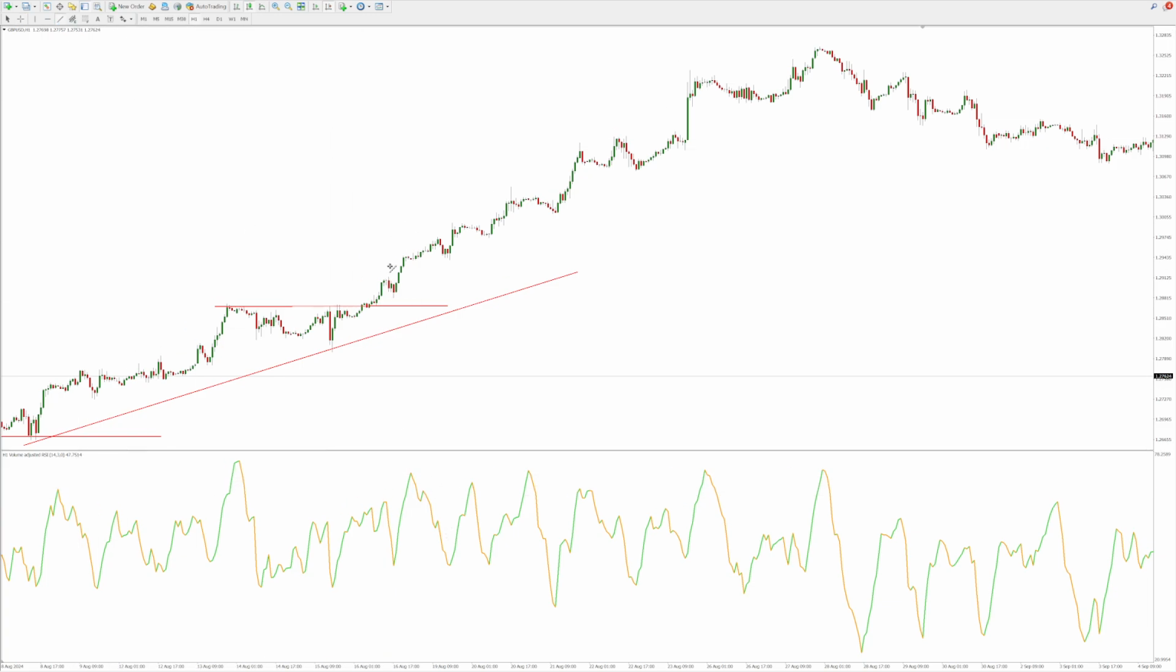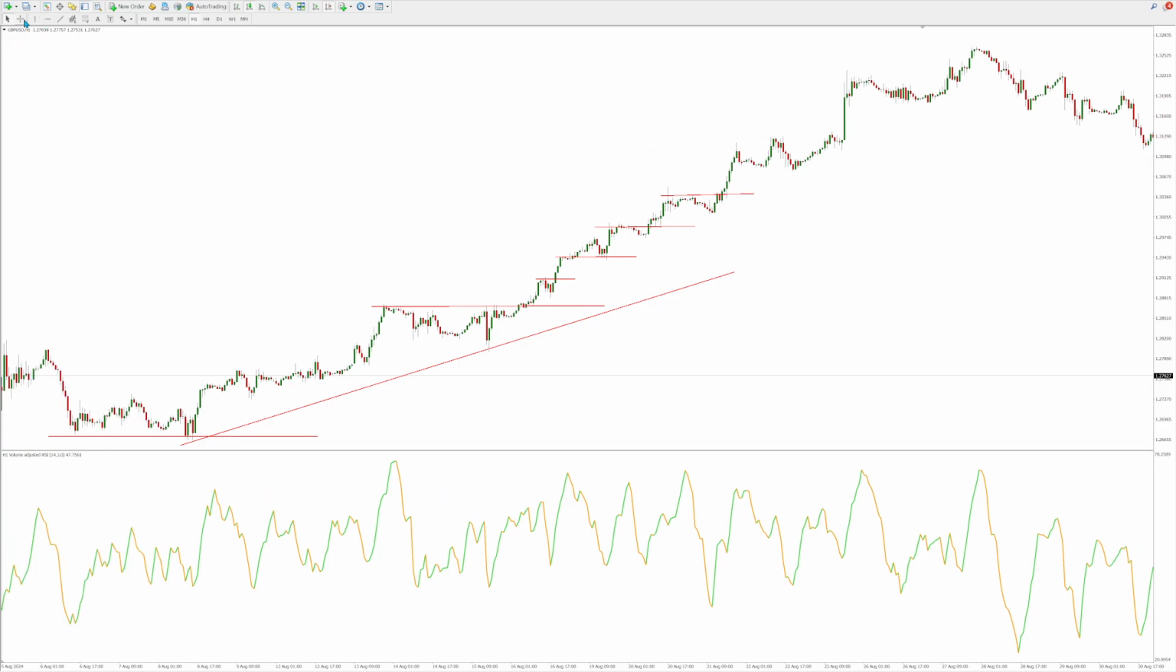When we get the pullback, we can draw our resistance and trade the breakout. Resistance, trade the breakout. Okay, up, down, resistance, trade the breakout. Up, down, resistance, trade the breakout. Ample opportunity to get in on this trend.